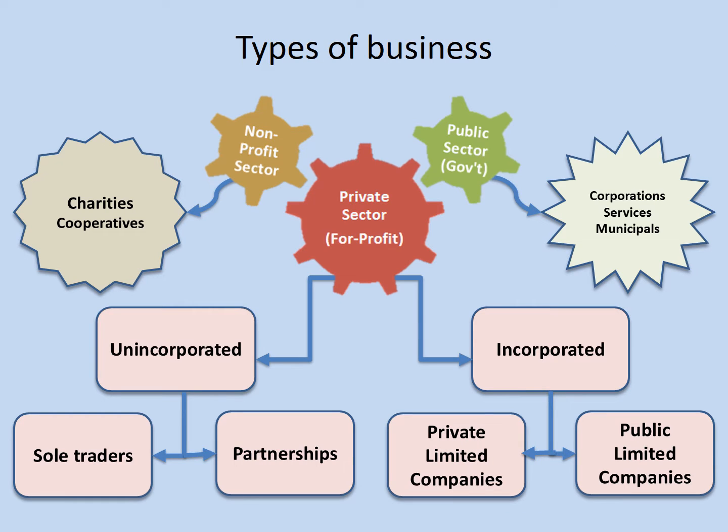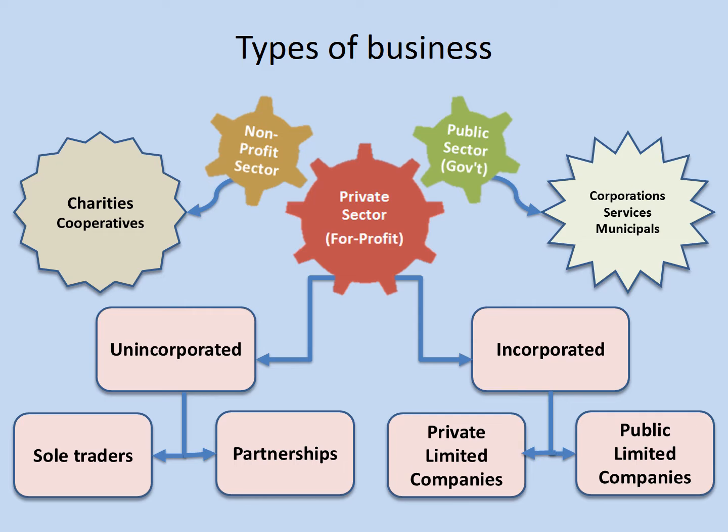So when we're looking at different types of business, there are actually three main types that we look at. There's the non-profit sector. So these are things like charities, cooperatives. So you've got Red Cross, you've got the Co-op, John Lewis. We also look at public sector. So this is anything to do with the government. So you're looking at police, NHS, any kind of school.